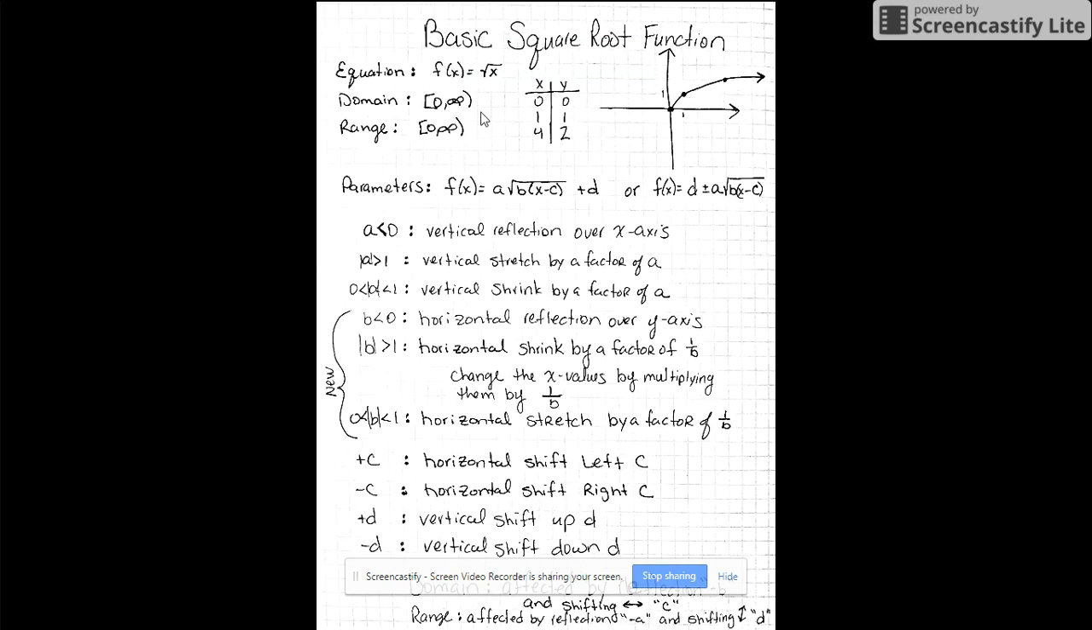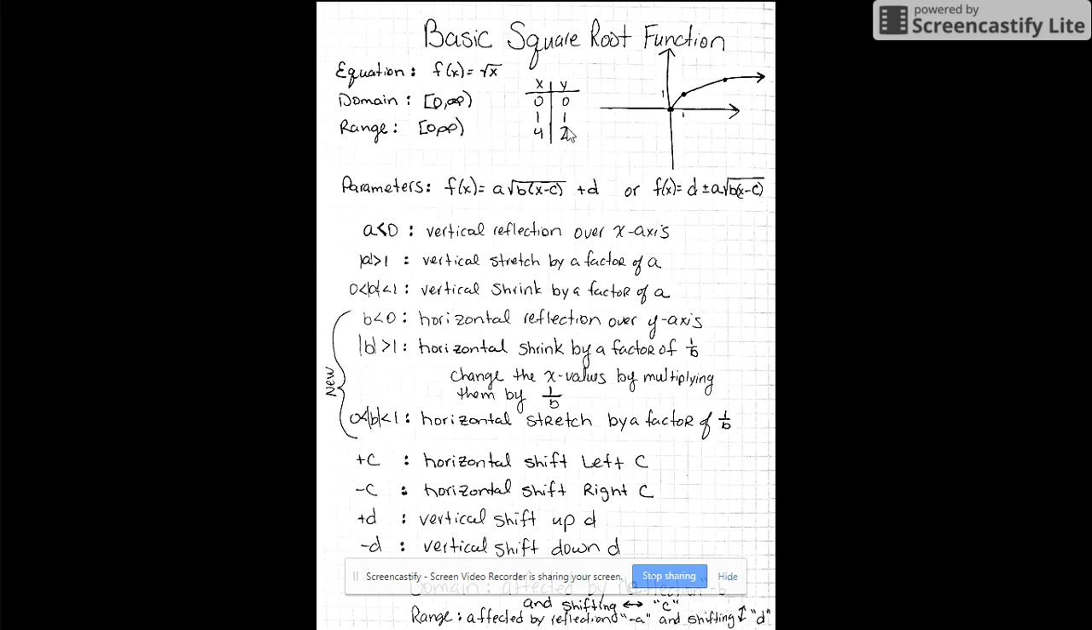This is what the basic one, the parent function, looks like. You need to have the basic graph memorized, both the formula, the equation right here, what the picture looks like, those 3 points, the points (0, 0), (1, 1), and (4, 2). Remember, if I plug in 0 right here, the square root of 0 is 0, the square root of 1 is 1, the square root of 4 is 2.